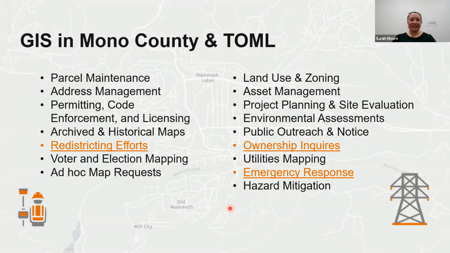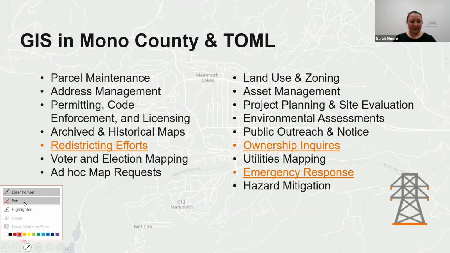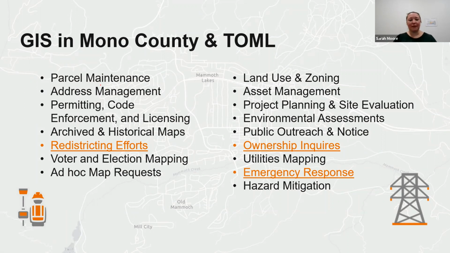And here are some of the ways that GIS is being used both at the county level and the town. This is not an exhaustive list, obviously. And a lot of these pieces work together. Again, this is that enterprise concept. And I'm going to switch over to a pen here so that I can write things. So for example, the tax assessor's office, right, does parcel maintenance.